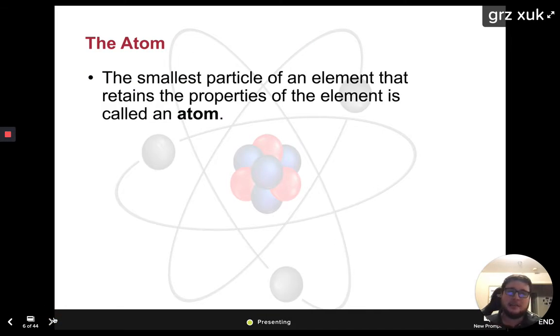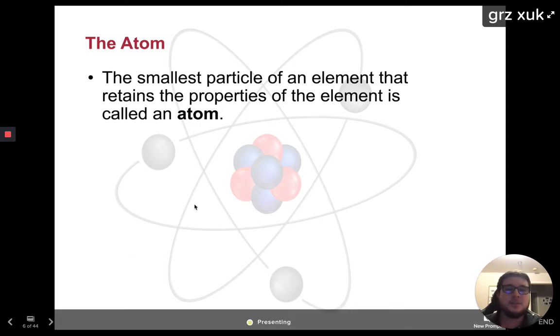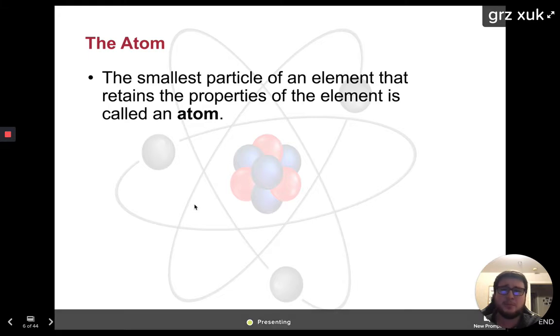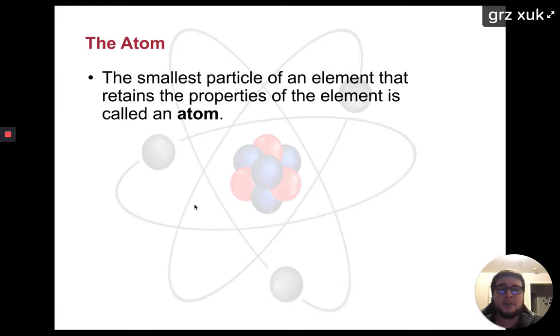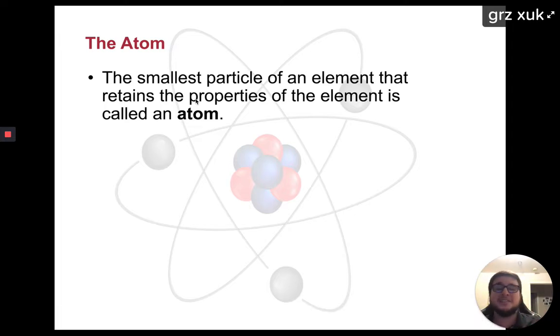Okay, so let's just jump right in. So we're going to talk about the atom. The smallest particle of an element that retains the properties of that element is called an atom. And you guys mentioned this a little bit in your bell ringer from yesterday. You said atoms are very, very tiny. They're the smallest parts of matter, right? So you guys already kind of knew that. An atom is as small as you can get while still retaining the properties of whatever it is you have.